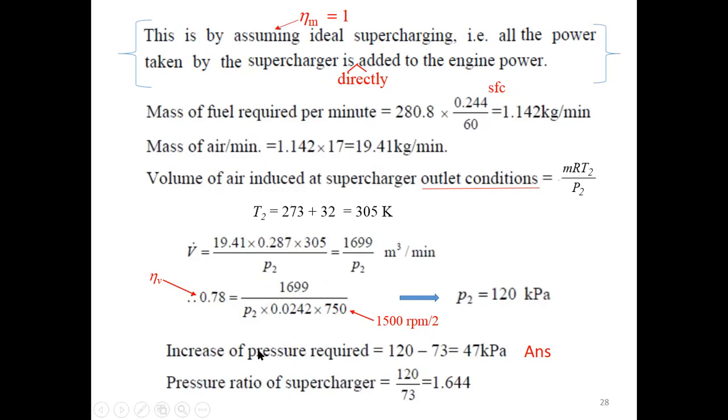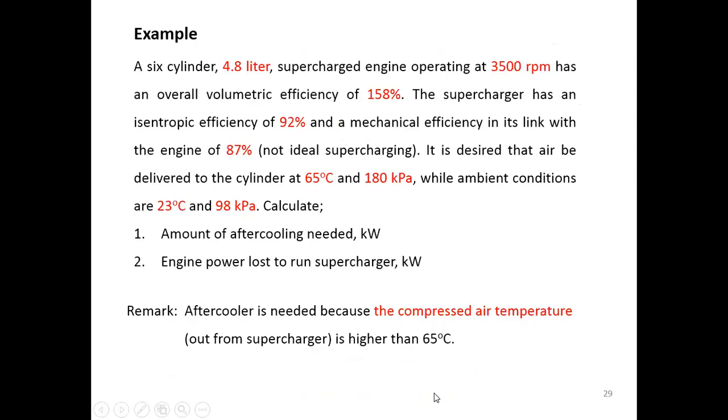So the amount of the pressure increase by the supercharger will be what? From 73 kilopascal to 120 kilopascal. So the pressure increase by the supercharger is 47 kilopascal, and the pressure ratio of the supercharger will be the outlet pressure divided by the inlet pressure, which is 1.644. So that is example number 1.